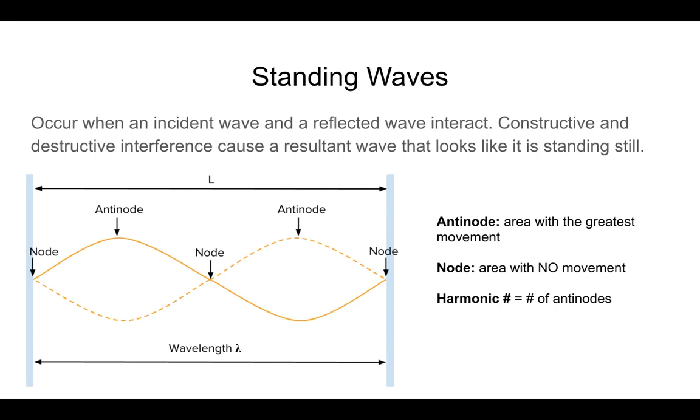And then last but not least, we call these different harmonics. The harmonic number will be the number of antinodes. So in this case, we have 2 antinodes, so this will be the second harmonic.